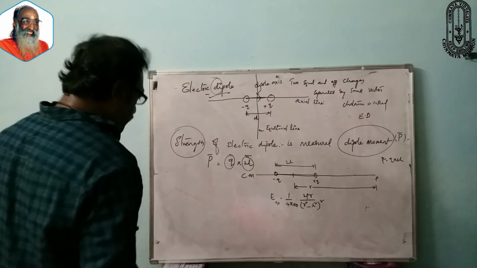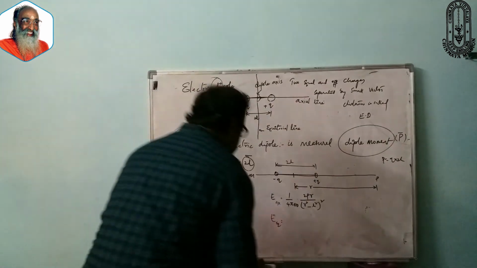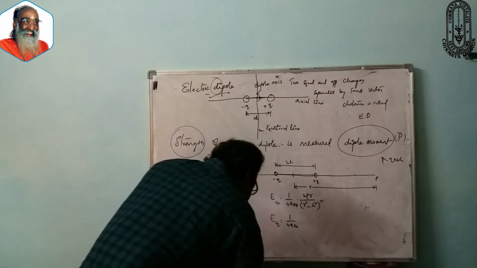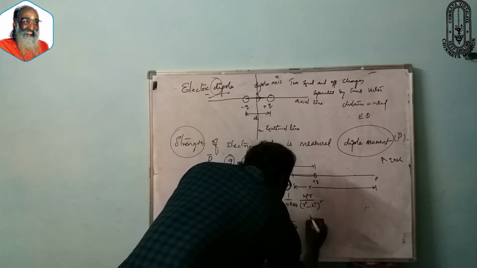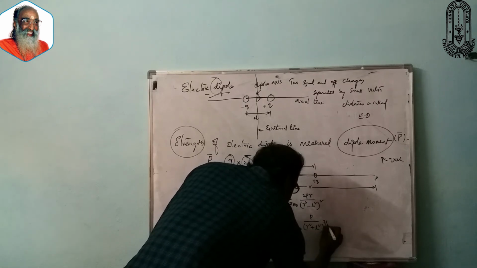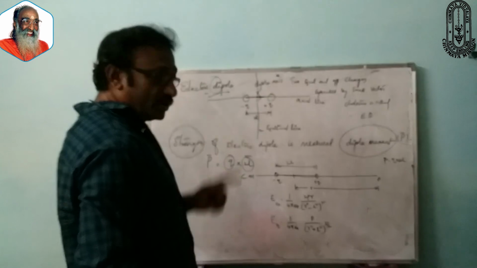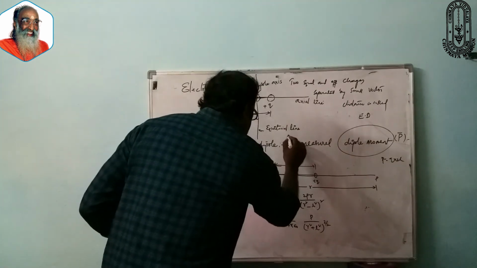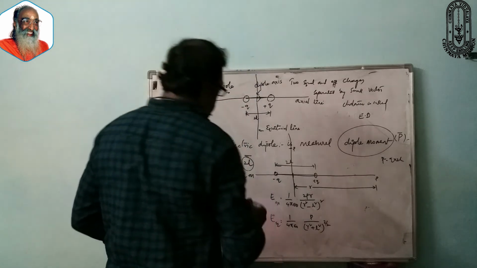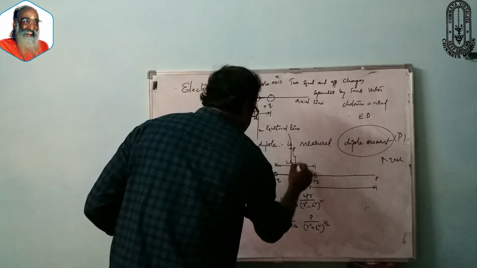Now coming to the equatorial line. It is 1 by 4 pi epsilon naught, and it is p by (r square plus l square) whole to the power of 3 by 2. So using this formula we can find out E on the equatorial line. E on the equatorial line means here, this is your equatorial line, and you are going to select a point somewhere here which is at distance R. Distance R means from the center of the dipole to the point P, it is taken as R. So like that you can find out.